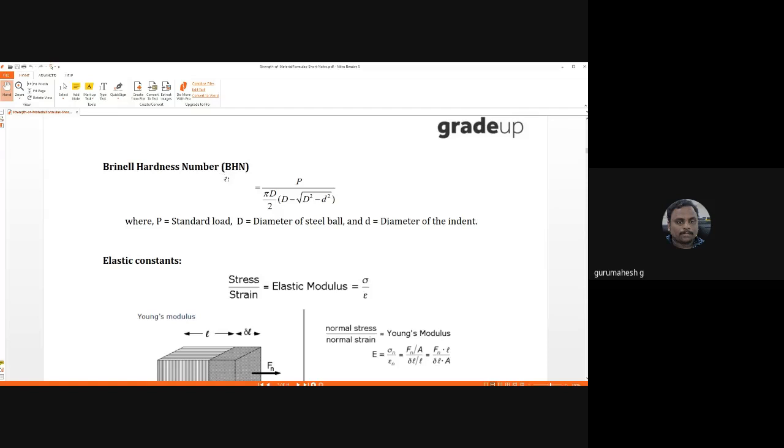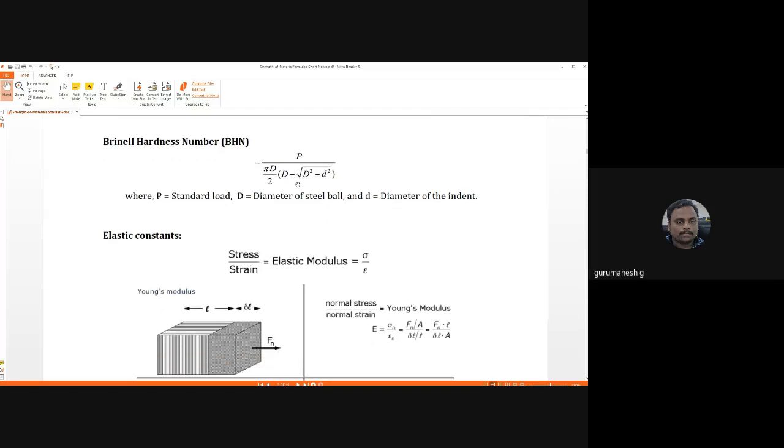He conducted experiments and finalized some values. Suppose we want to calculate the Brinell hardness for an object, we need to use this formula. P is the load, the standard load applied on the member. We know what loads we generally apply for the body, and there is a standardized table. From that table we calculate the load, and the same load is applied on the component also.